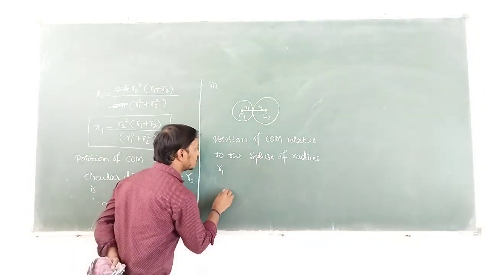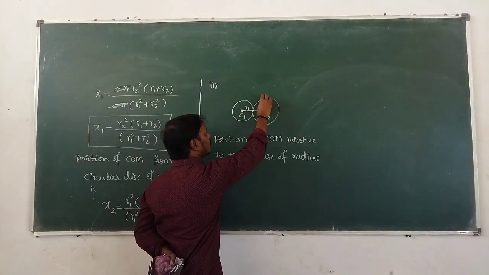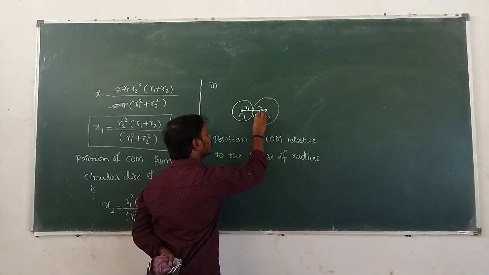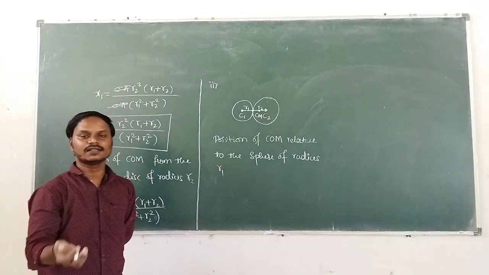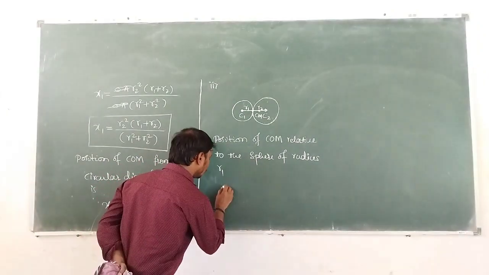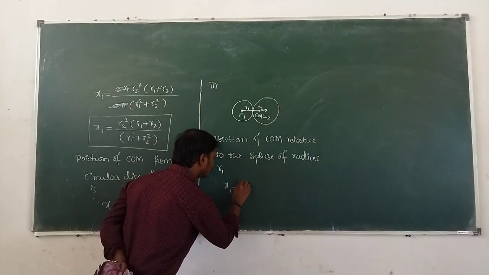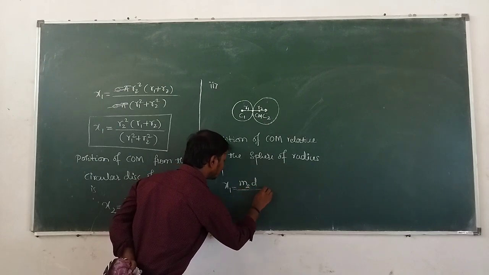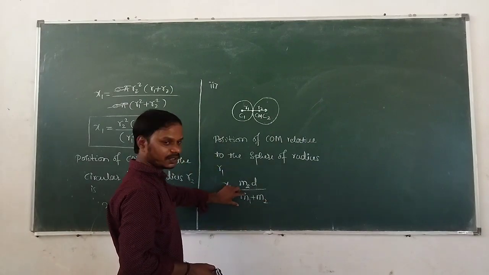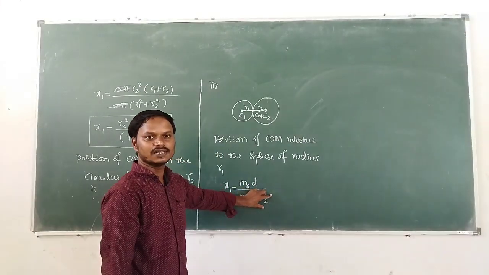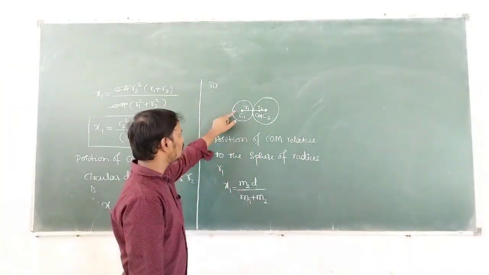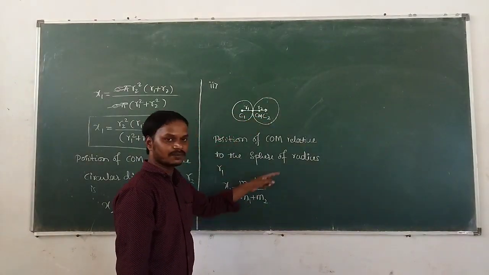So what is that formula? See here, the position of the center of mass relative to the first sphere: the center of mass is always located near the heavier mass. Which one has the heavier mass? The second sphere. So x1 is equal to m2 into d divided by the total mass of the system, that is m1 plus m2. m1 is the mass of the first sphere and m2 is the mass of the second sphere. These two spheres are taken as two particles. The sum of the masses of the two particles gives the total mass of the system.